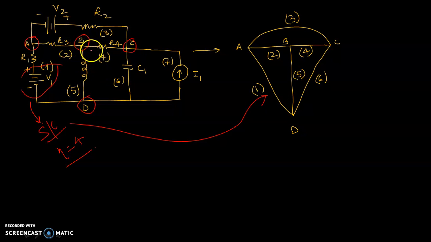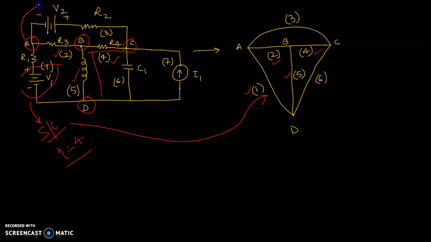From B to D, there is branch number 5 that I have given here. So branch number 5 is here. 1 is okay, 5 is okay. From A to B, branch number 2. From B to C, branch number 4. Branch number 4 is okay.